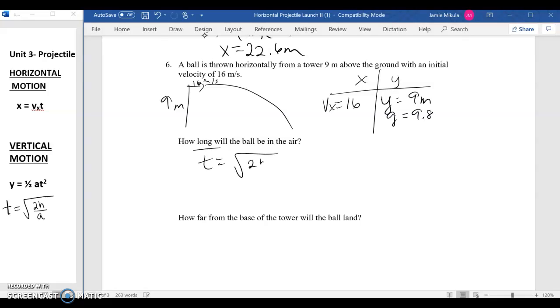t equals square root 2h over a. t equals square root 2, the height is 9, over gravity. 2 times 9 is 18 divided by 9.8. Take the square root of that number, and you get a time of 1.36.